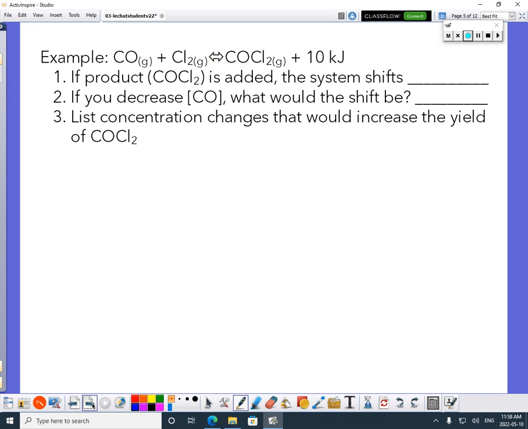So it's going to be left or reverse. The reverse direction does not make COCl2.